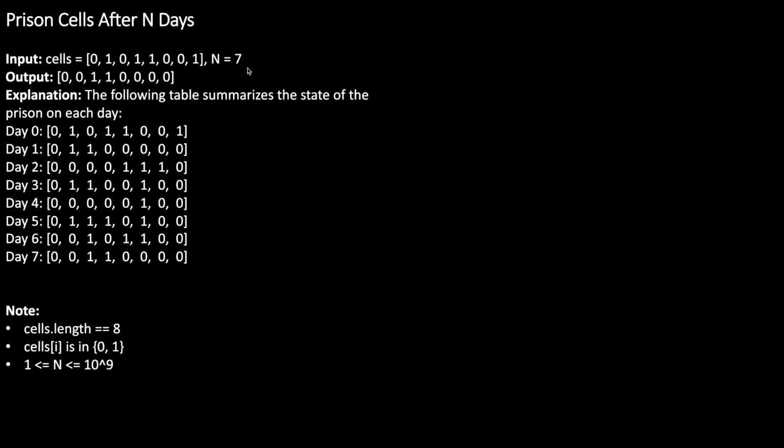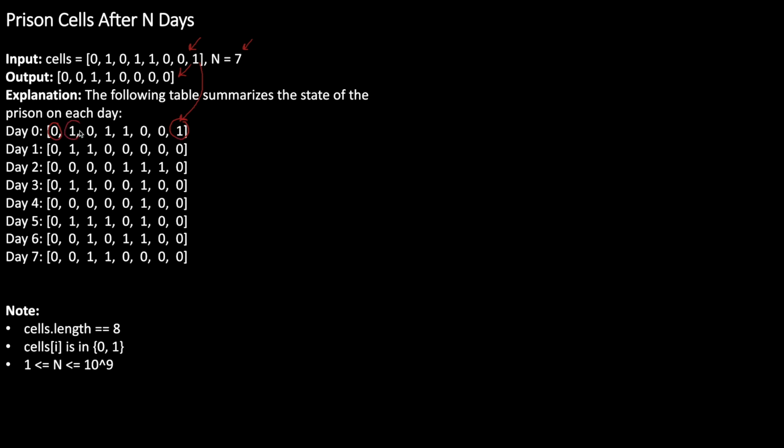Over here let us consider an example first. This is the input cells which is given to us, this is the value of n and this is the output. We have this input as day 0. Let us see how we move from day 0 to day 1. These are the corner cells, so these will be 0, that is, vacant.